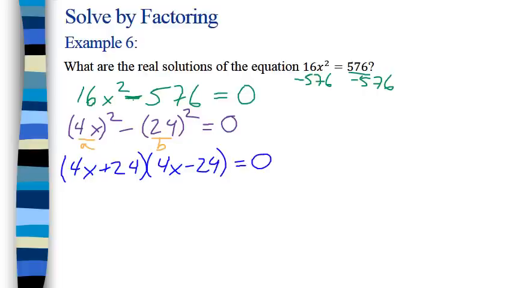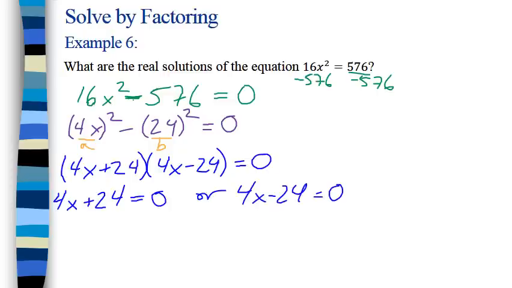And so by the zero product property, we can rewrite this as two separate equations. 4x plus 24 equals 0, or 4x minus 24 equals 0. Now, if we utilize our inverse operations, so subtract 24 from both sides. So now 4x equals negative 24. Divide both sides by 4.